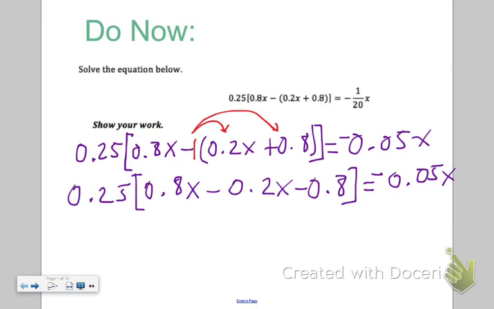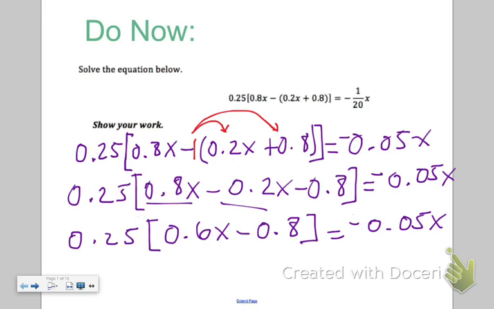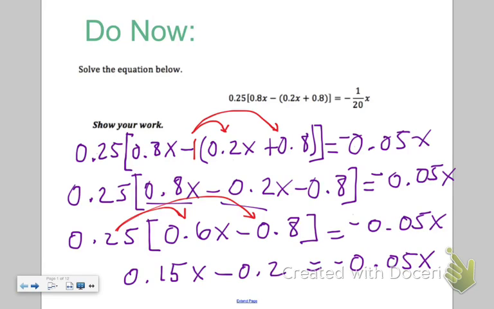Now that I've distributed the negative 1, I need to combine my like terms so that I can eliminate the brackets. So we're going to combine 0.8x minus 0.2x since they are like terms. Notice that we have a positive 0.25 in front of our brackets. This means that we must distribute 0.25 in order to eliminate those brackets, since combining our like terms didn't do it in that step. So we have finally gotten rid of those brackets. Now we have a two-step equation.